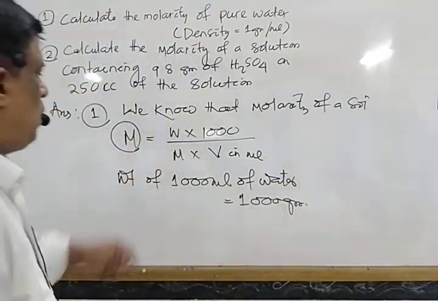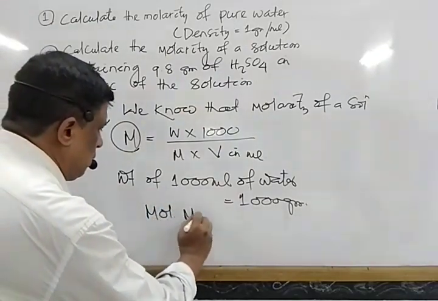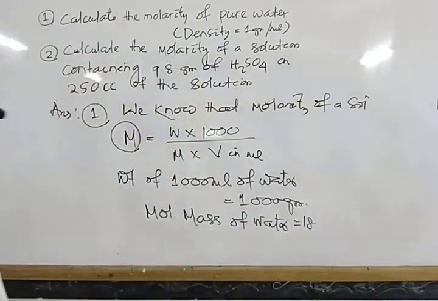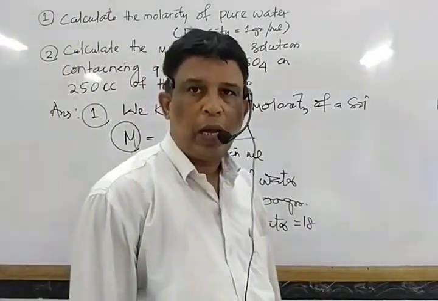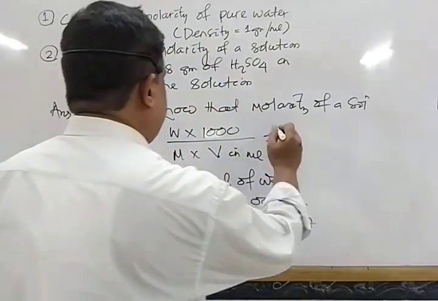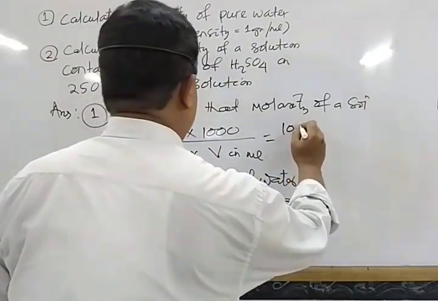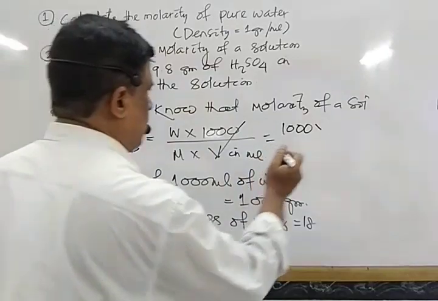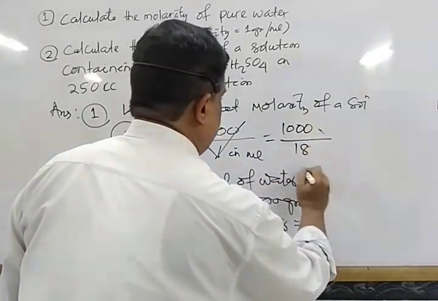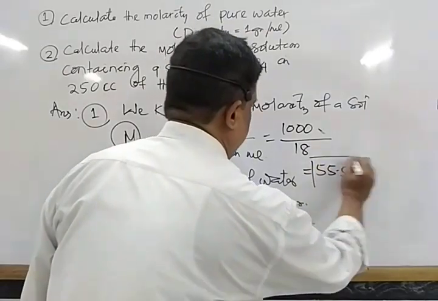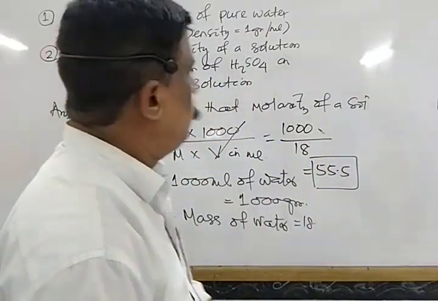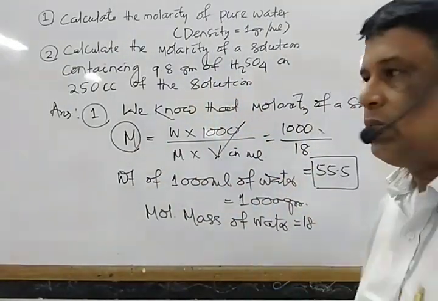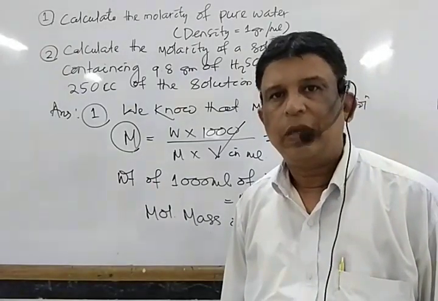So, the molecular mass of water is equal to 18. Volume is 1 liter. So putting this value here, we have marked that 1000 by 18, volume per liter is 1000. Cancel out, 1000 by 18 is nearly equal to 55.5 M. So the molarity of pure water with a density of 1 gram per ml is 55.5. Move to the next question.